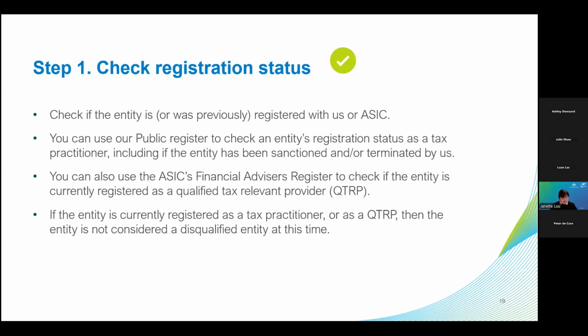I mentioned before, the first step is to check someone's registration status. So check if they were previously or are currently registered with the TPB or perhaps ASIC. That'll also let you know if they've been subject to a previous sanction. Now, as I said before, if you find someone's on our register or ASIC's register and they're showing as registered, they cannot be a disqualified entity at this time. And so therefore, these requirements we've spoken about will not apply in that situation.